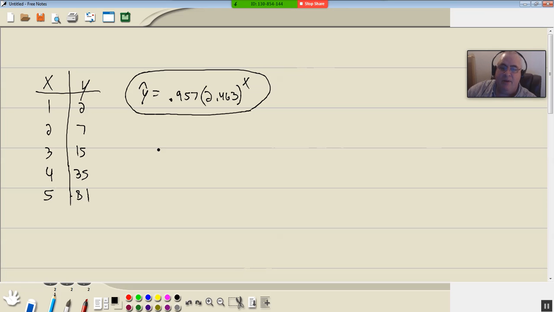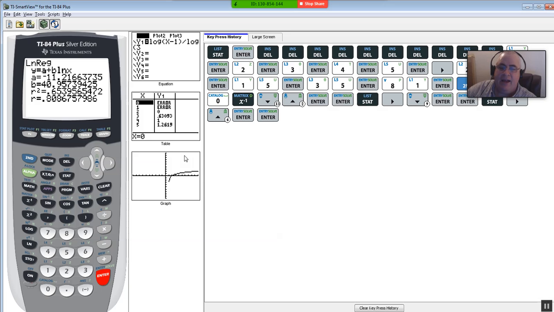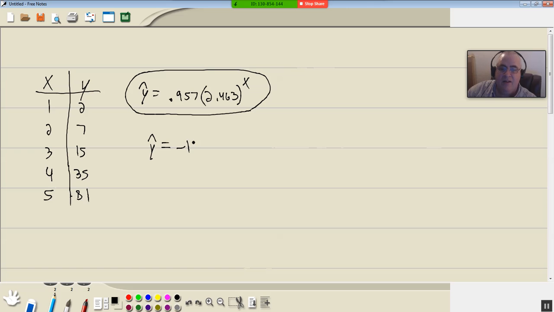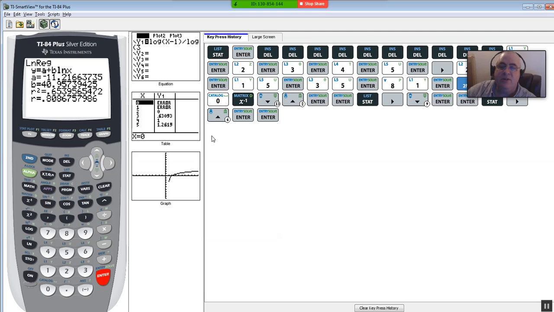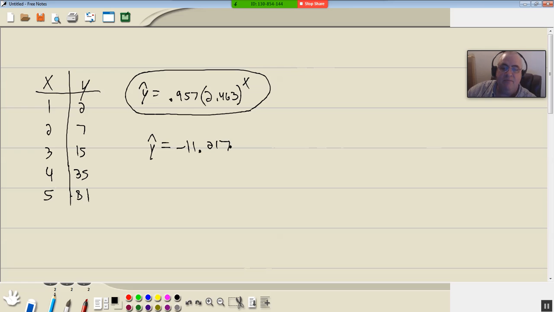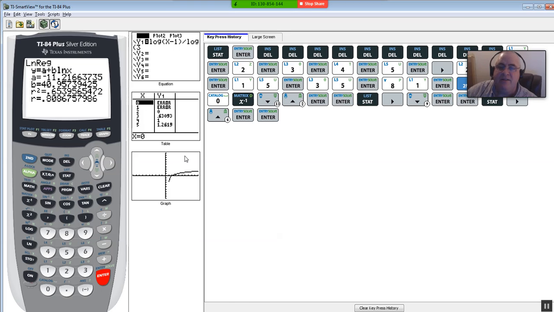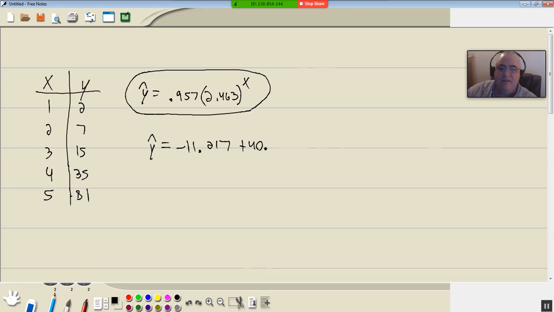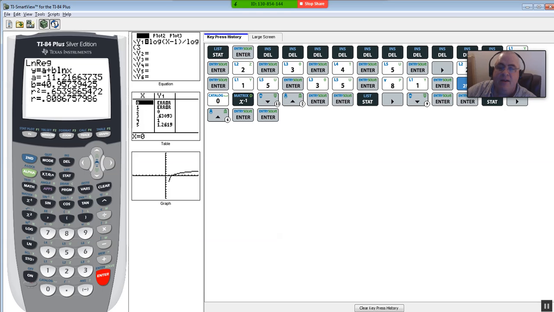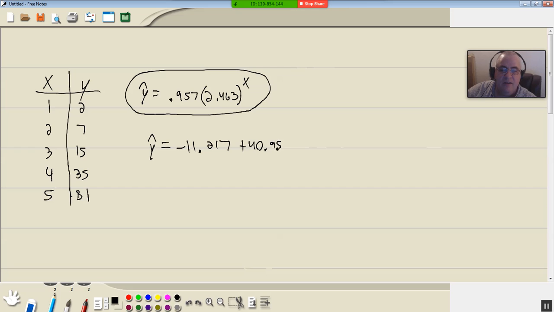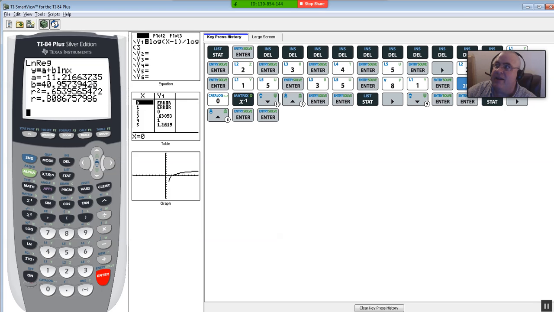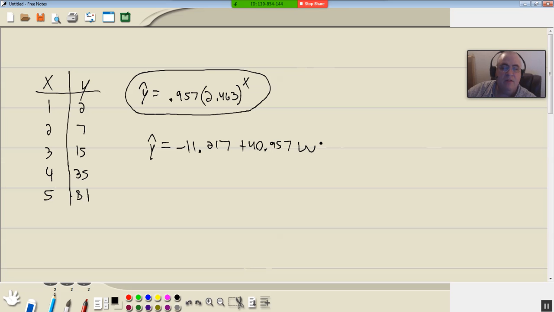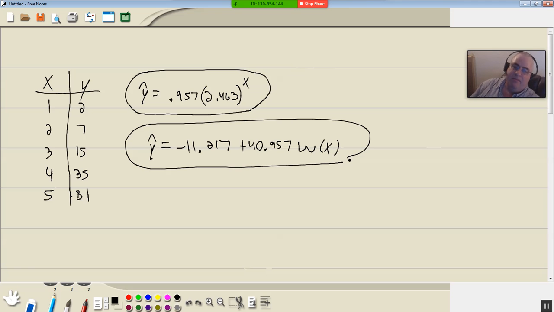Then this would become y hat is equal to, and I'll plug my A in, which is -11.217 plus B, is B positive? Yes. Plus 40.957, and then it says natural log of X. And that would be our logarithmic model.